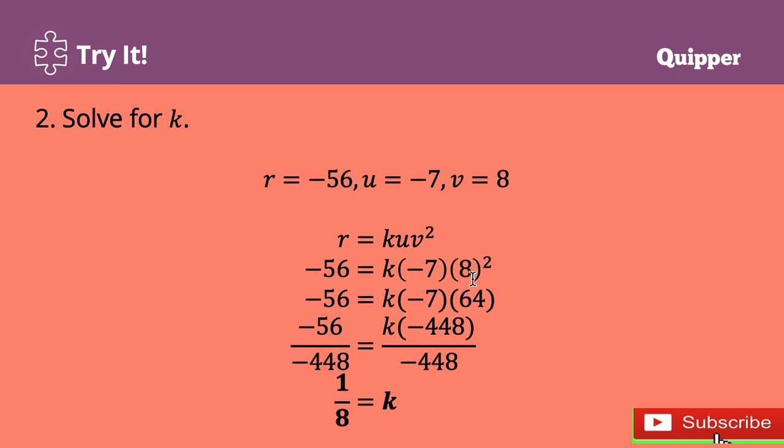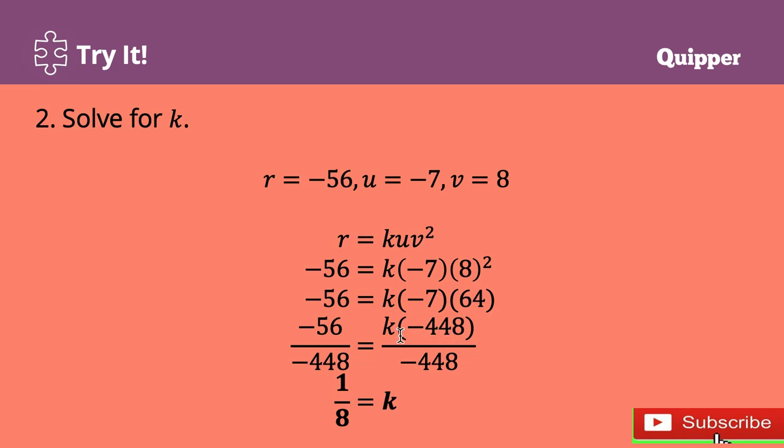Okay, let's simplify first the exponent part. We have 8 squared is equal to 64. Then multiply 64 by negative 7, and we have negative 448. And negative 448 times k is negative 448k. Then divide both sides by negative 448 to get the value of k.